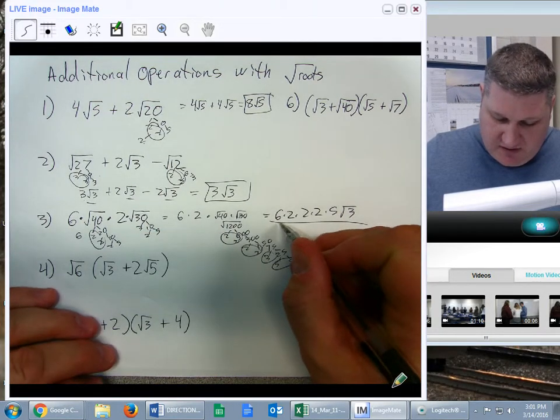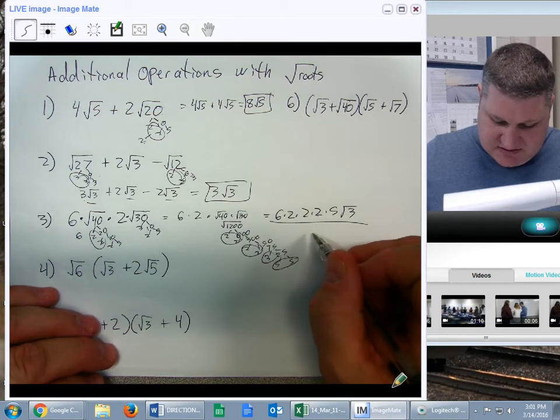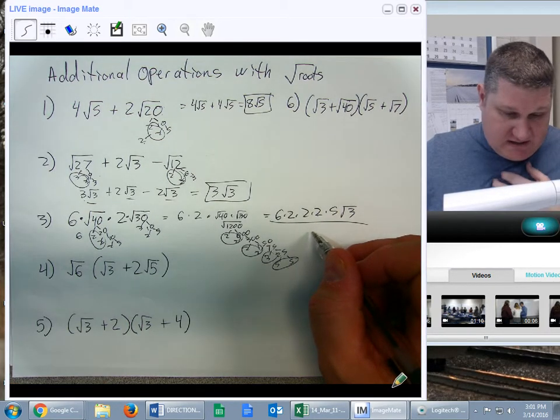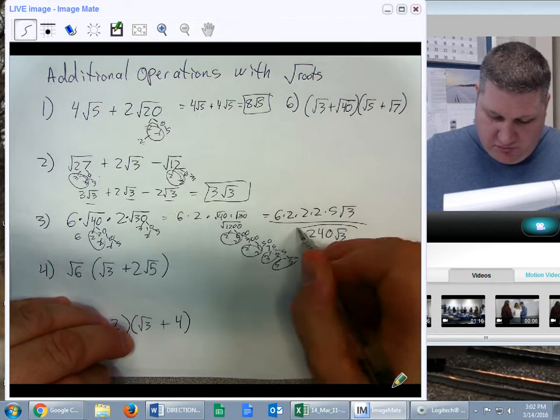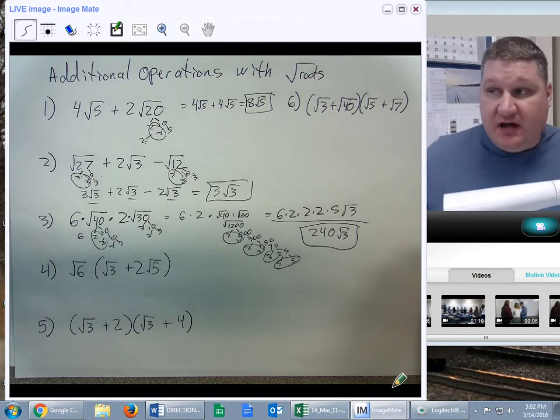So in this case, you end up with what you got? 8. 8 times 6 is 48. 48 times 5 would be 240. 240 root 3. There you go. So it works out fairly nicely.